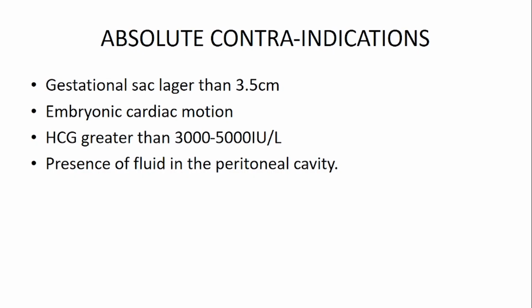Of course, what are the contraindications related to the pregnancy itself? If the gestational sac size is larger than 3.5 centimeters, or there is embryonic cardiac motion, or the hCG is greater than 3,000 to 5,500 international units, or there is presence of hemoperitoneum of more than 1,000 mL.